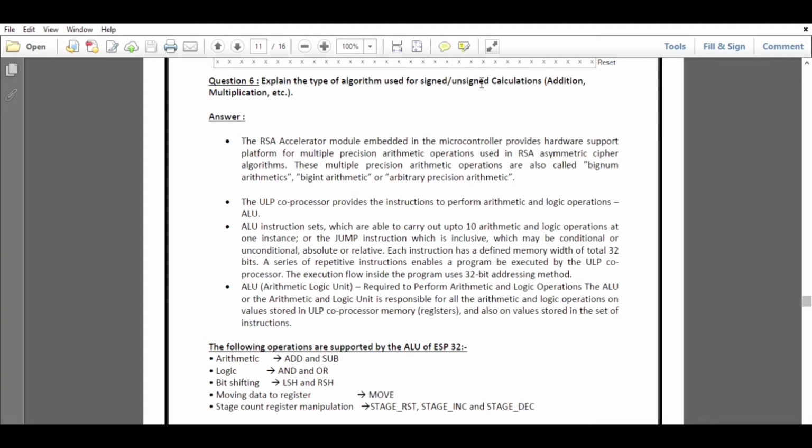used for signed or unsigned calculation, addition, multiplication. Here the RSA asymmetric cipher algorithms are used in ESP32. This RSA accelerator module embedded in the microcontroller provides the hardware support platform for multiple precision arithmetic operations. This ULP coprocessor gives the instructions to perform arithmetic and logic operations in the ALU.